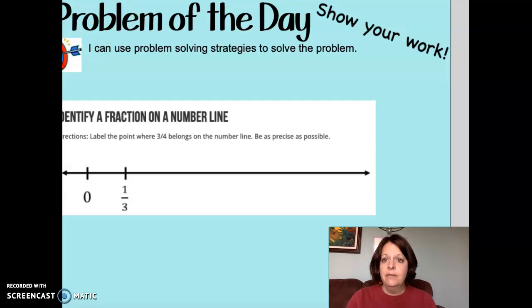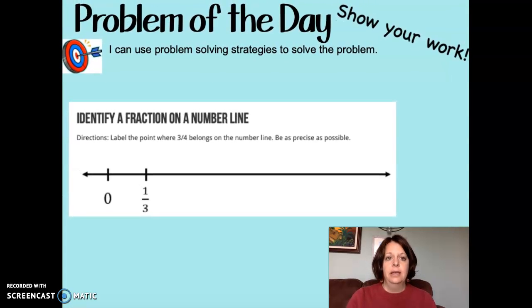All right, guys, for our problem of the day, our learning target is, as always, I can use problem-solving strategies to solve this problem. Now, our problem today says identify a fraction on a number line. Directions: label the point where 3/4 belongs on the number line. Be as precise as possible. So you'll notice we have a 0 and 1/3 and nothing else. So we need to figure out where 3/4 goes.